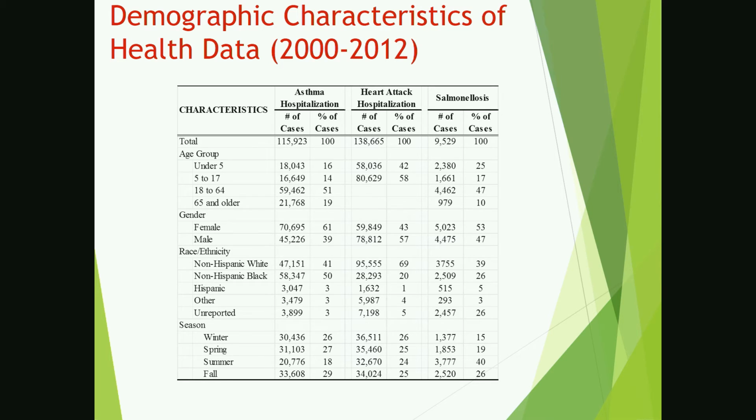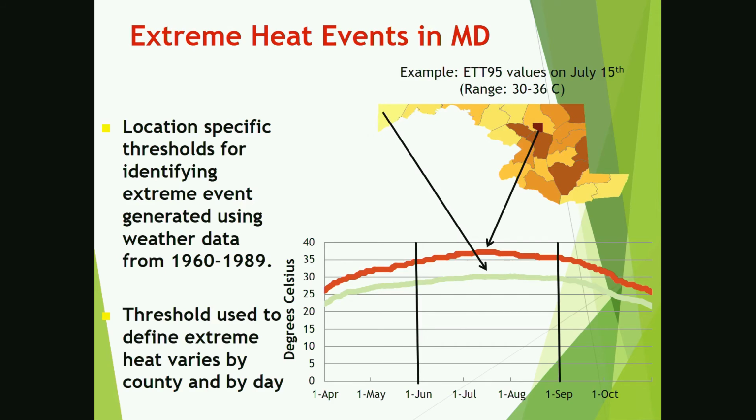We have close to 116,000 asthma hospitalizations, almost 139,000 heart attacks in Maryland during that period, and about 9,500 salmonella cases. For this work, we define extreme heat and extreme precipitation events using a 30-year baseline, from 1960 to 1989. We use baseline data that is specific to a given county and calendar day to identify extreme heat events and extreme precipitation events.